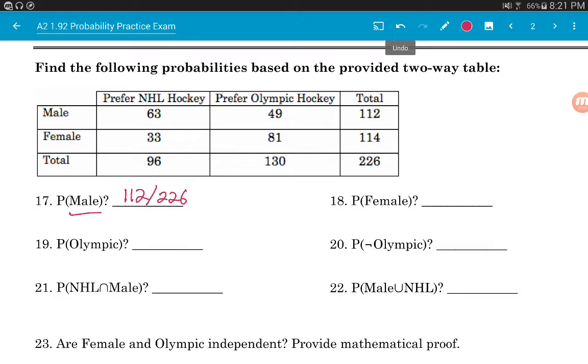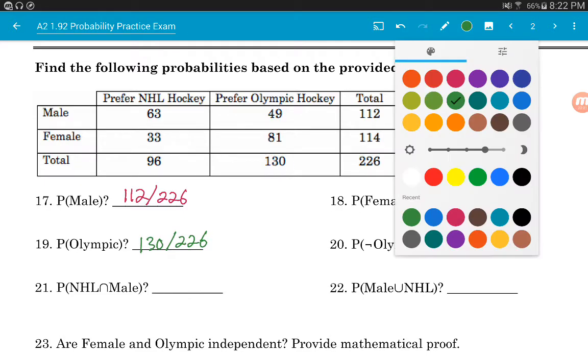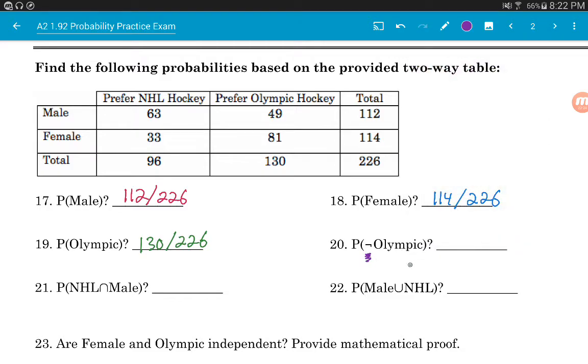Like I said, I'm not simplifying any of these because I'm just going to use my calculator to make a decimal when I report these on a quiz. Probability of being female, there are 114 females out of 226 total. The probability of somebody preferring the Olympic hockey is 130 out of 226. The probability of somebody not liking Olympic hockey, so I guess they prefer NHL then, is 96 out of 226.